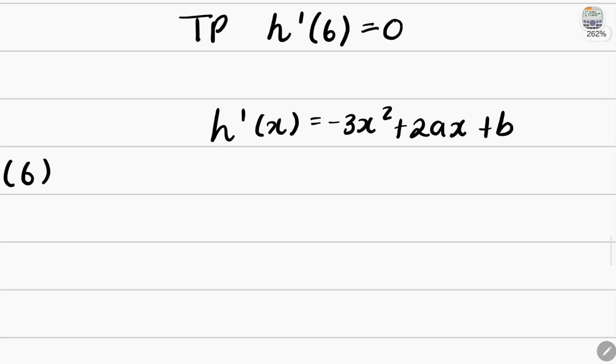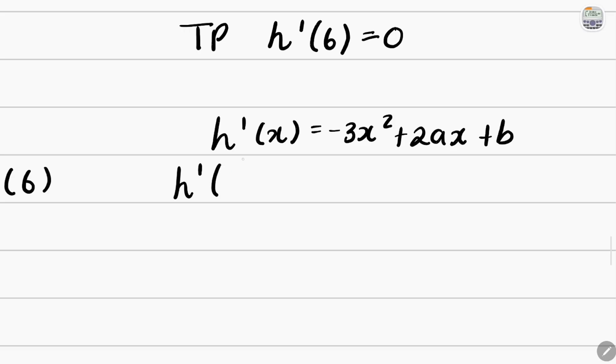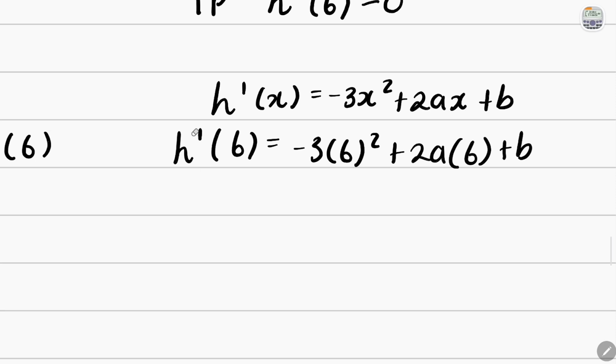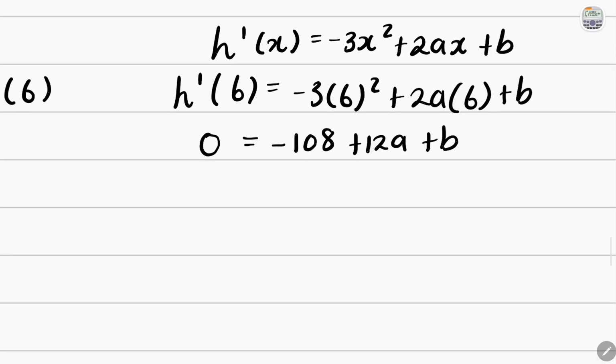So this is what we have, and we're specifically finding the gradient of this function at the point where x equals 6. So negative 3 times 6 all squared plus 2a times 6 plus b. We're saying the gradient at the point where x is equal to 6 of this function is 0, because we have a turning point there, is equal to, and then this gives us 36. 36 times 3 is negative 108, and then that's positive 12a plus b. And you see how b can also be made the subject here. So let's leave it on the right hand side, and we have positive 108 minus 12a.